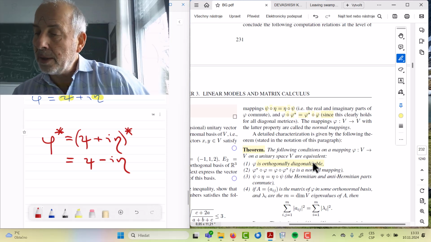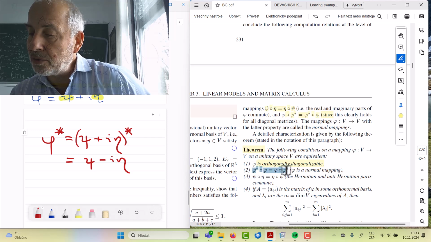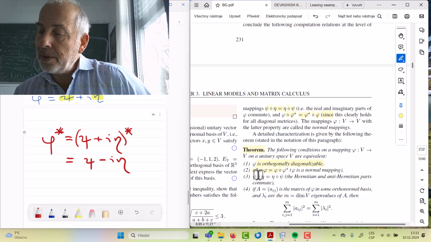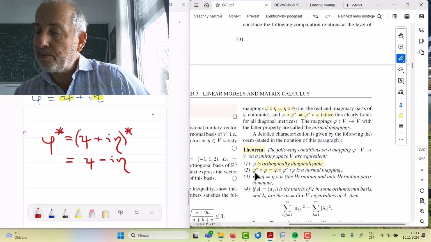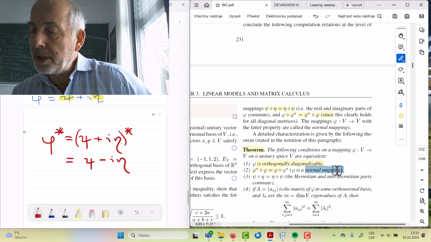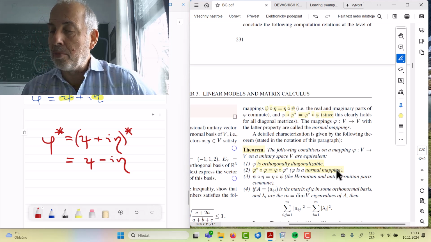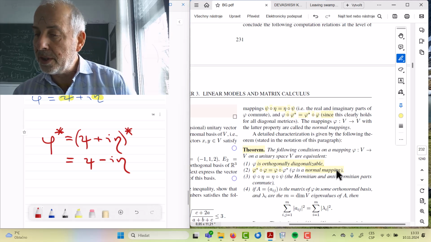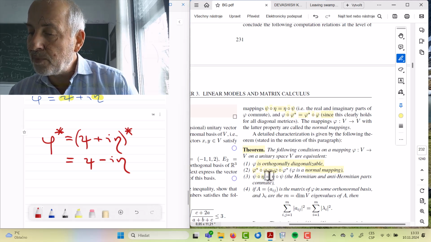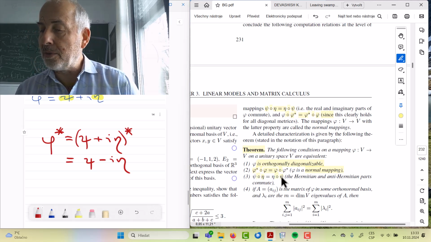again diagonal. This is equivalent to the mapping phi commuting with its adjoint, and that's called phi being normal. So the normal mappings are those which commute with their adjoints. This is the same as the real and imaginary parts commuting.